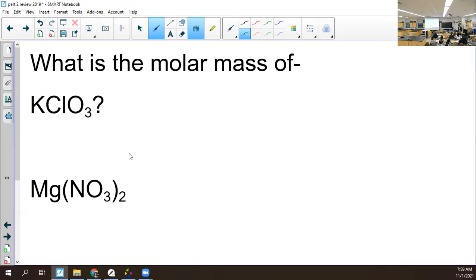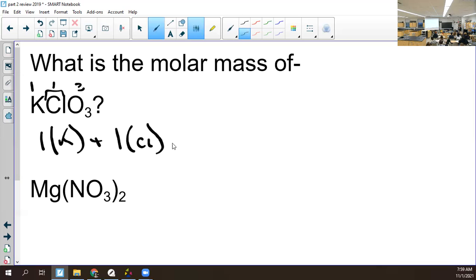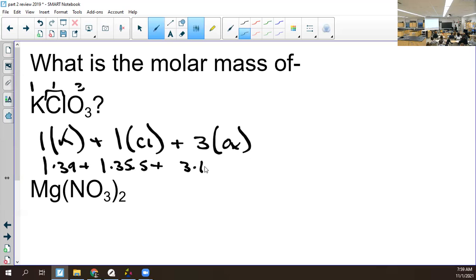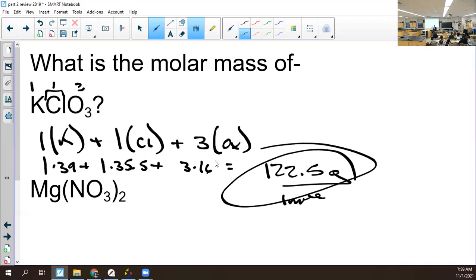In KClO3, there is 1 potassium. This is chlorine, not carbon and iodine. There's 1 of those, and there's 3 oxygens, right? So I have 1 K plus 1 Cl plus 3 oxygens, and I can just plug those in. I have 1 times 39 plus 1 times 35.5 plus 3 times 16. We okay with that? That comes to 122.5 for 1 mole. Okay, thumbs up if you had it right.